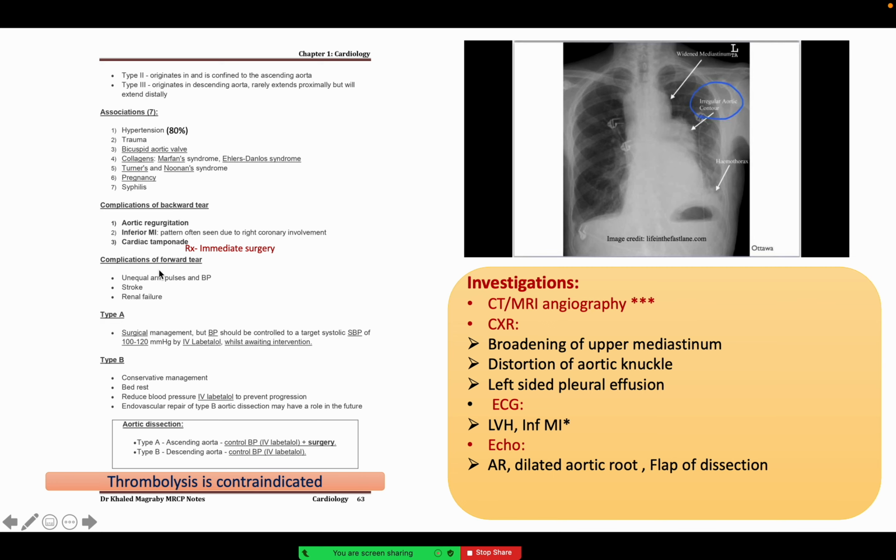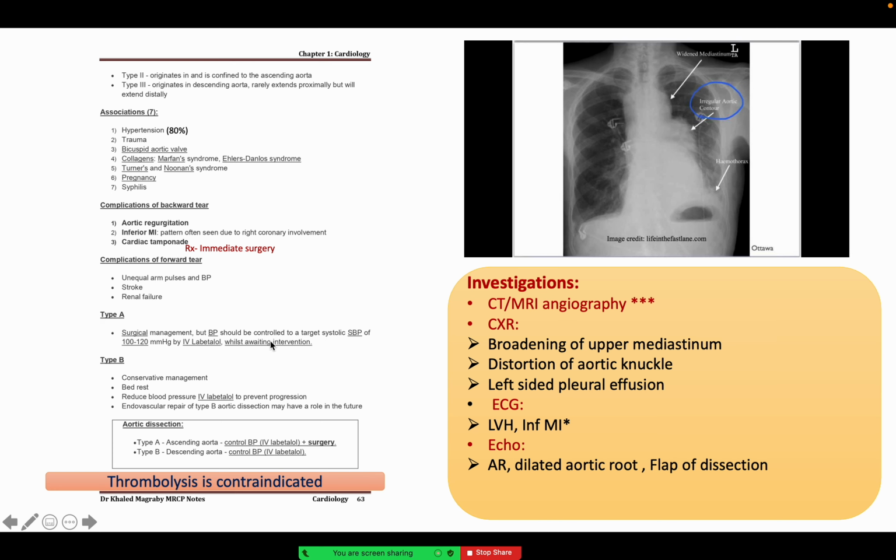Now, if the tear occurs forwardly, then the patient may have unequal arm pulses and blood pressure, the patient may have stroke, and the patient may have renal failure. So these are the complications, but backward tear complications are very important for the exam, always remember it.